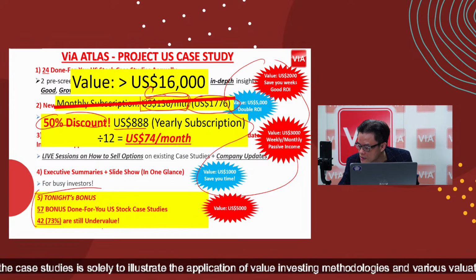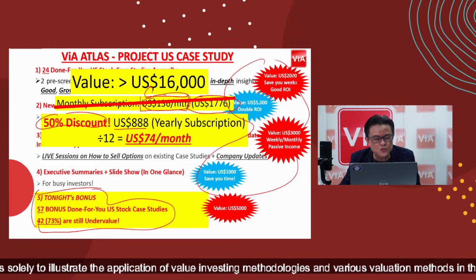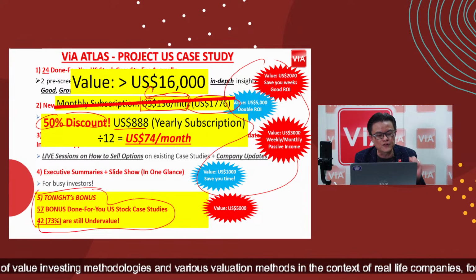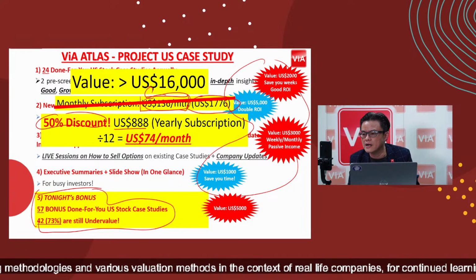And of course, for tonight only, we are going to give you our past 2 years plus of hard work, which consists of 57 companies, and 42 are still undervalued.